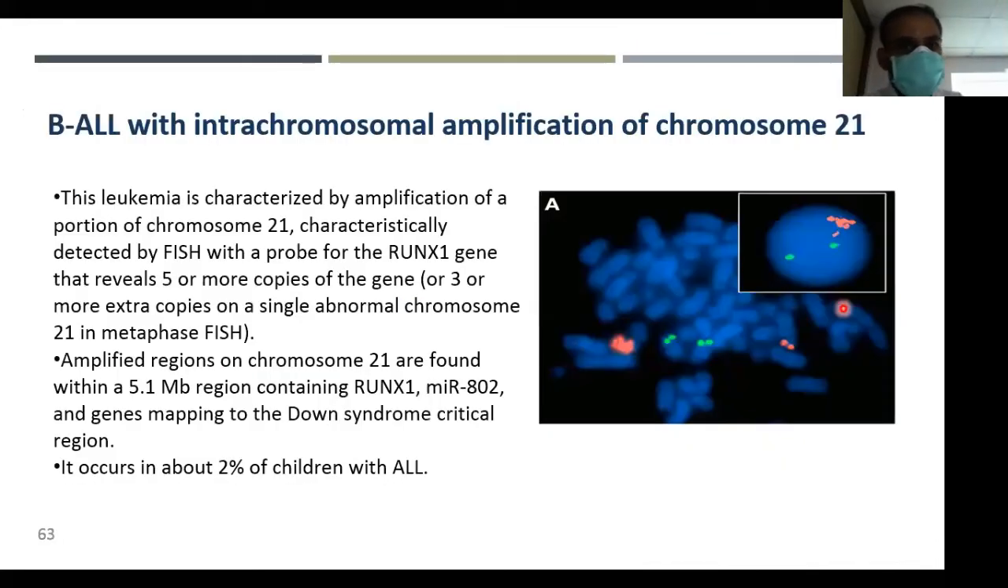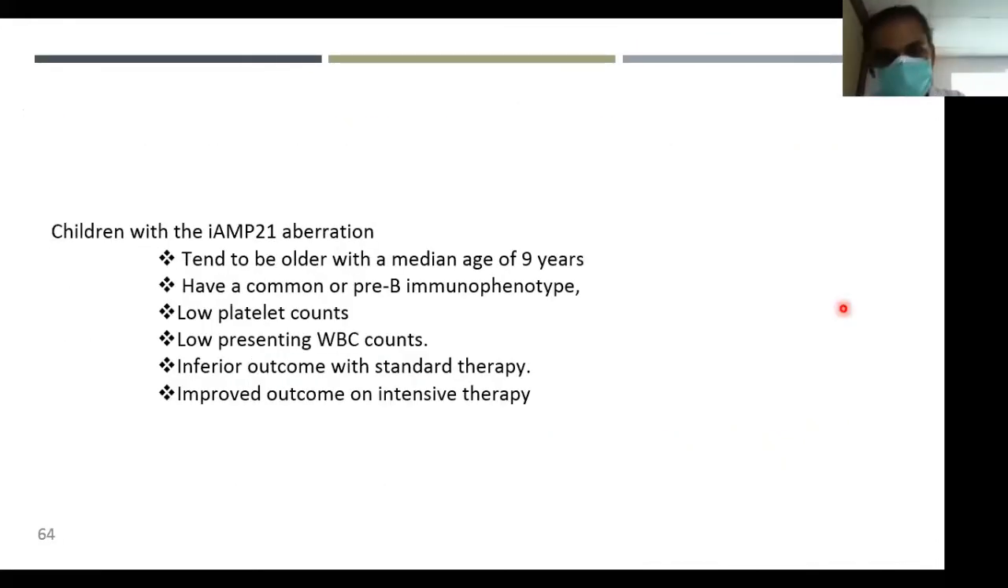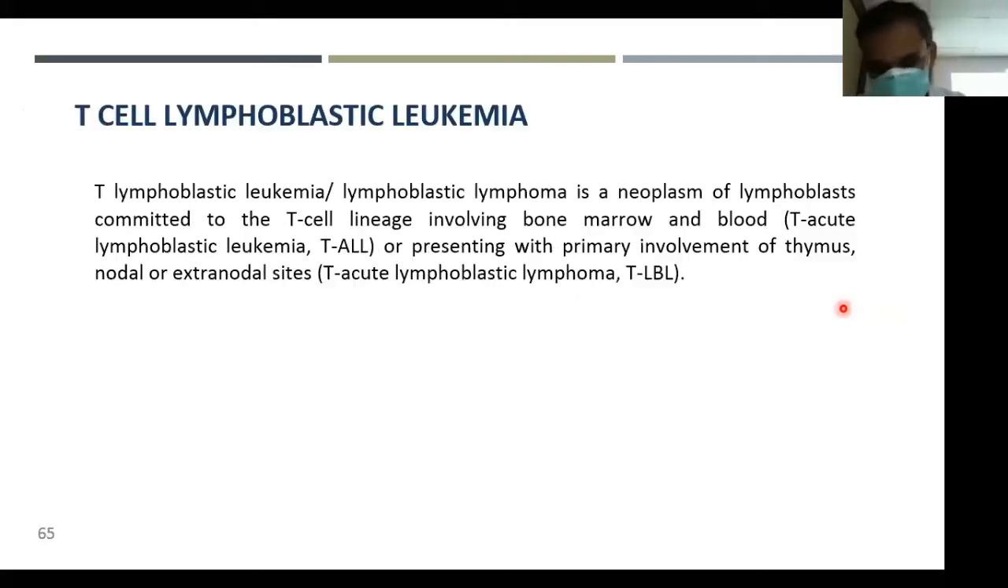And coming down, these are iAMP21. These are also newly classified. Will be usually in children. Their characters, you need not know all this.